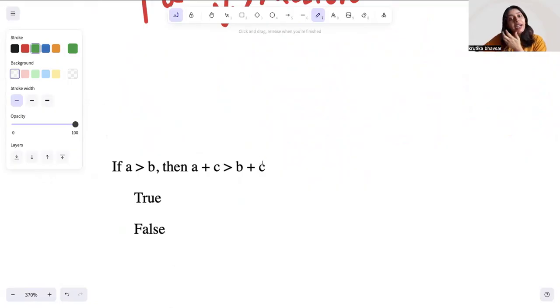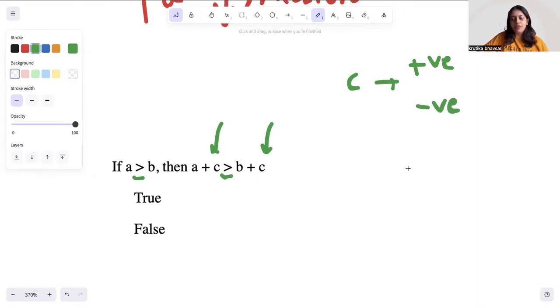It says if A is greater than B, then if you add some quantity C to A and B, the inequality still holds. What do I mean by this? Here it was greater than, and it still is greater than regardless of any value that you add, given that value is the same. So on LHS and on RHS, you're adding the same value C. Is there any information given to us about C or how it behaves? No. So C can either be positive or C can be negative.